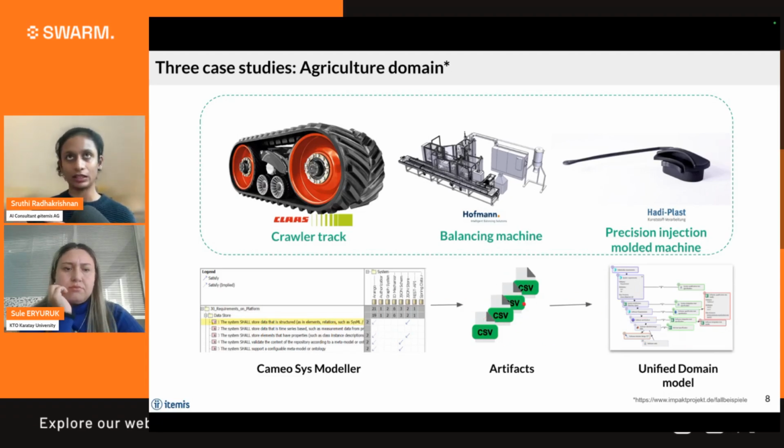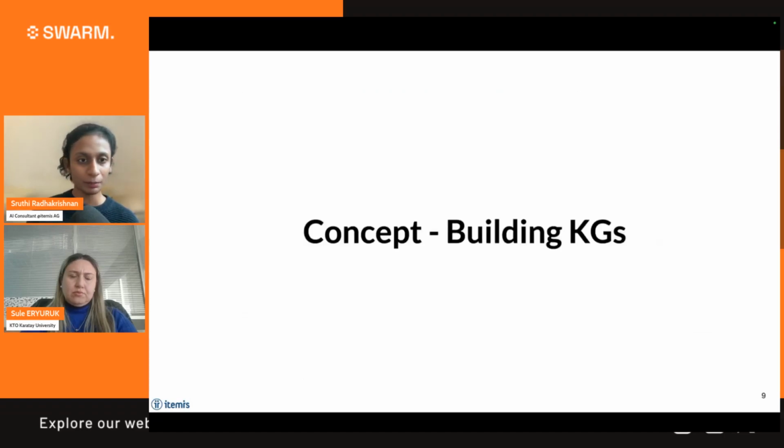Of course, you can get the artifacts in different formats, but we chose CSV to be one of the formats so that we can later use it in the knowledge graph. And then you have a unified domain model. A domain model is nothing but something that represents your domain and the artifacts and how they are related with each other. So this is the key factor of establishing traceability inside the company.